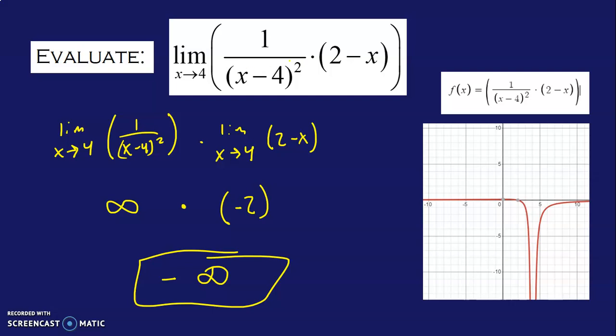So 1 over x minus 4 squared as we approach 4, that's the squared rational. So we'd be over at 4, we'd have both arrows going up. So that limit is positive infinity. 2 minus 4 ends up being negative 2. We do a positive infinity times a negative number, we get negative infinity. And if I graph it, I can verify my limit over here. Both sides are going to negative infinity, so it checks out.